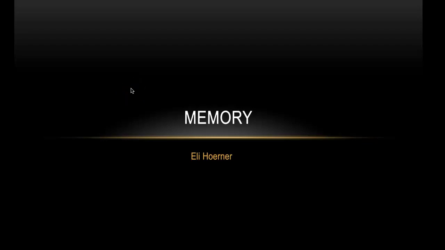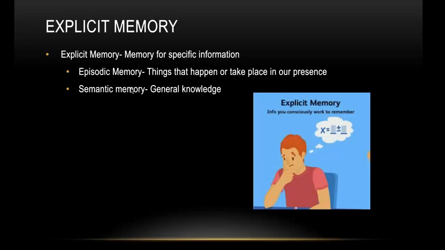So this is my memory PowerPoint presentation. We're going to go over the different types of memory there are. The first type is explicit memory, which is memory for specific information. It's clearly stated information or something that refers to your own memories or general knowledge. There are two types of explicit memory.